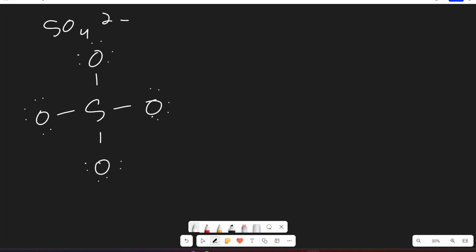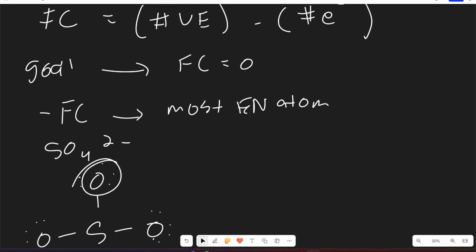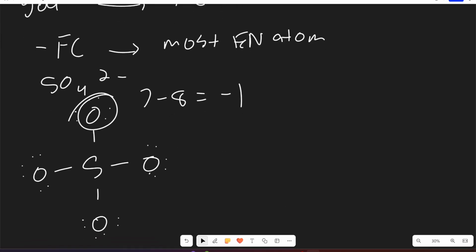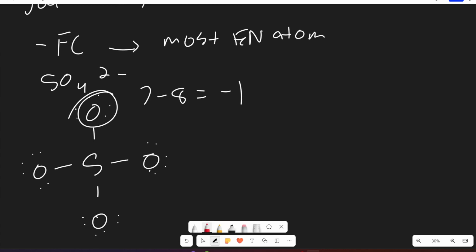So determining formal charge, I can look here and say, okay, if I look at the FC of this oxygen over here, I go back to my formula: number of valence electrons assigned by the periodic table. Okay, I know oxygen has 6. And here I have 3 lone pairs and a single bond, so I know I have 7 electrons assigned to it. Therefore, formal charge is -1. So the formal charge for all of these is going to be -1.